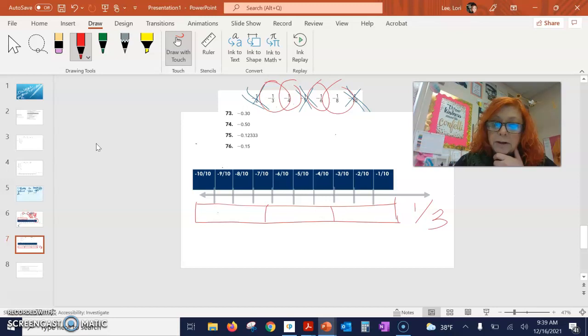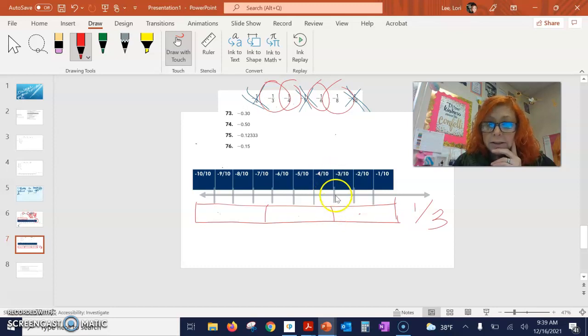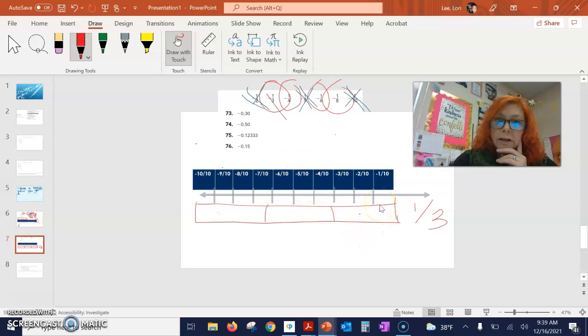Now I can tell where negative 1/3 is, negative 2/3 is, negative 3/3 is. Okay, so I can match up the negative 1/3 right here. Where would it be closest on the number line or fraction bar? Well, it's pretty close to 3/10, right? So I'll be able to match that one. Okay, so negative 1/3 is done.